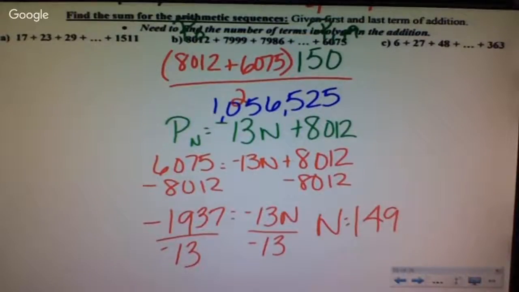So when you go to solve for this part of it, you need to do your P sub n equal. This is going up by what? 6. So that's 6n plus my first term is 17. So I want to know what place this number is. So you would plug in this number for here and solve.